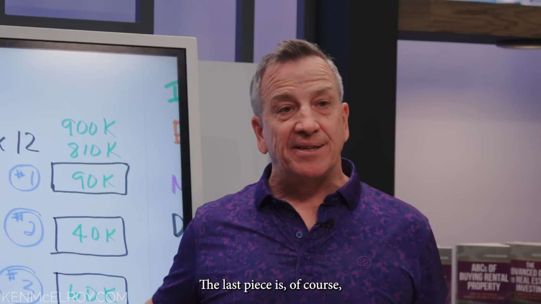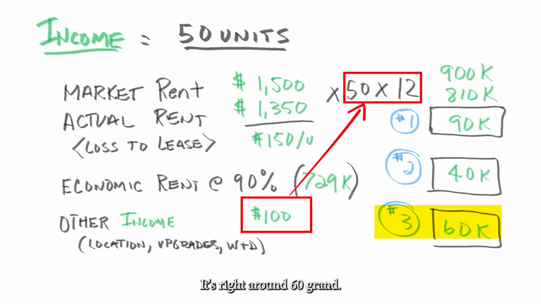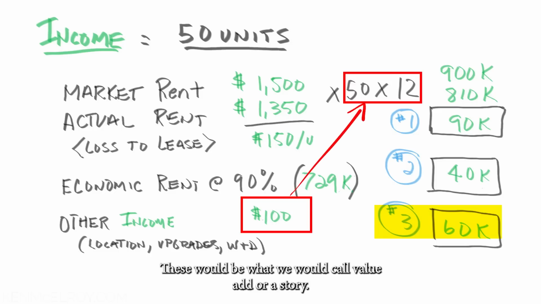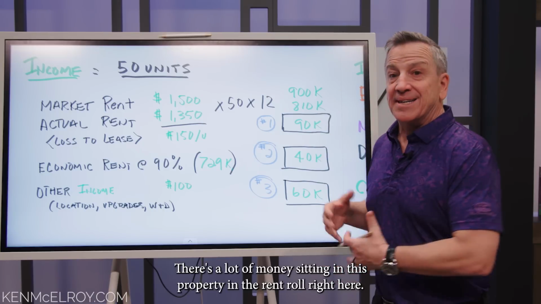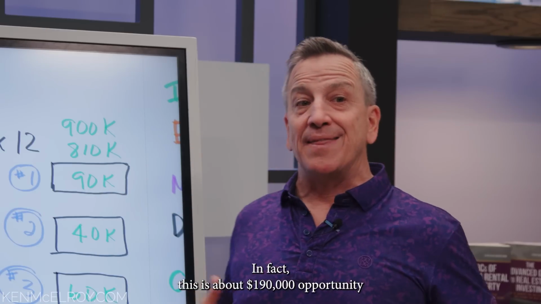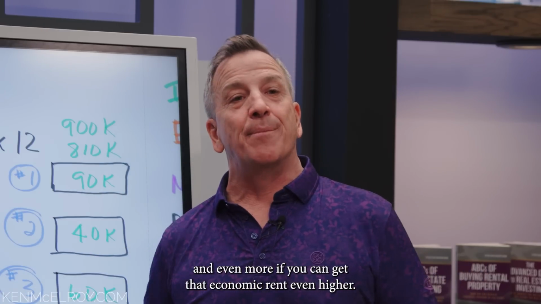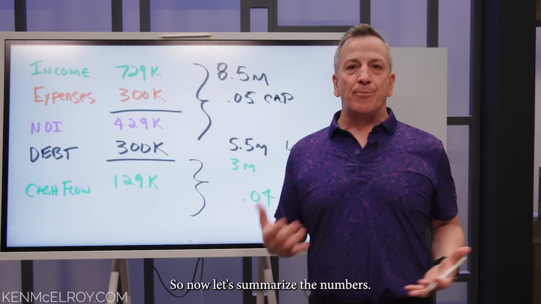The last piece is, of course, the other income, and this is $100 a unit times 50 times 12. It's right around 60 grand. These would be what we would call value adds, or a story. There's a lot of money sitting in this property in the rent roll right here. In fact, this is about a $190,000 opportunity, and even more if you can get that economic rent even higher. So now let's summarize the numbers.